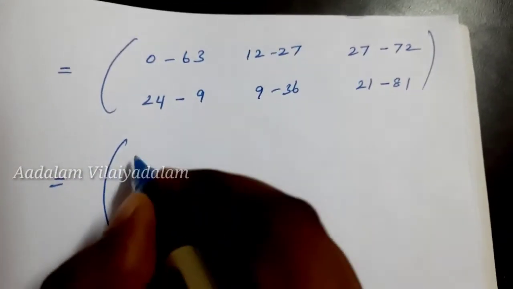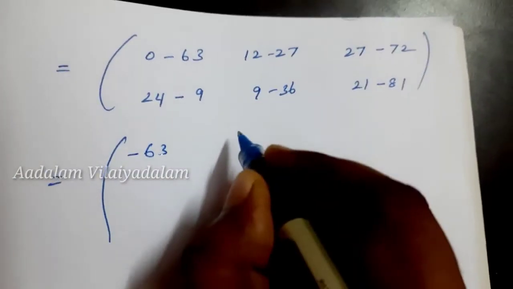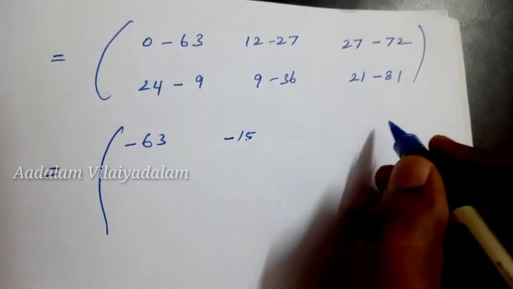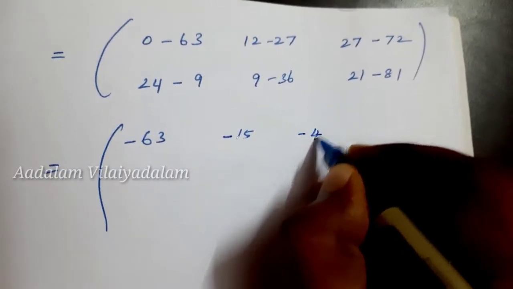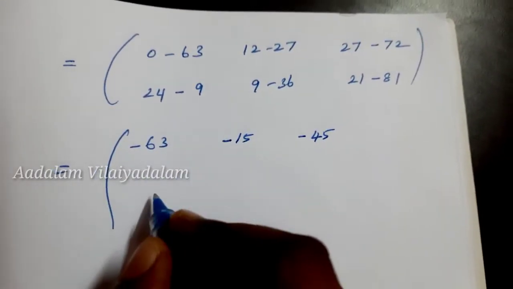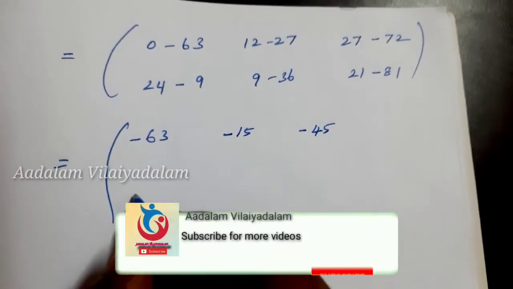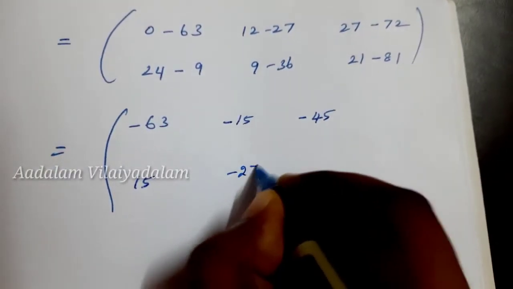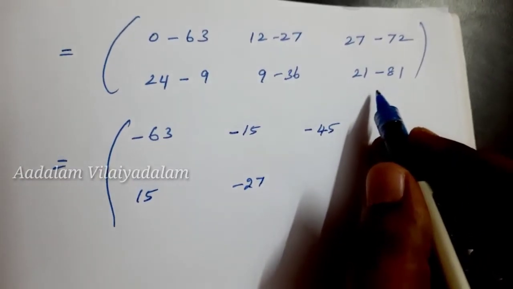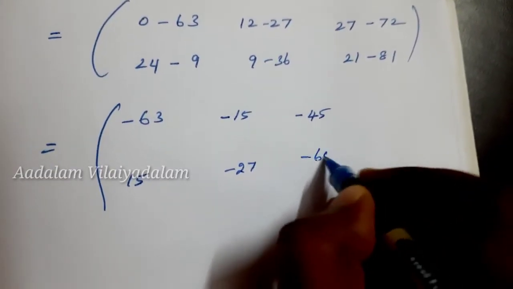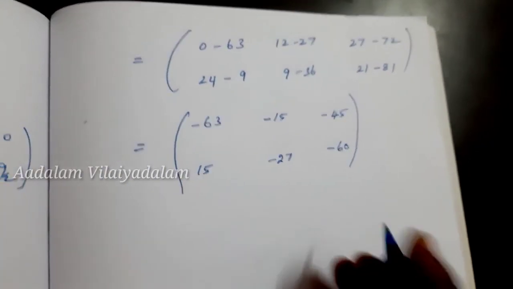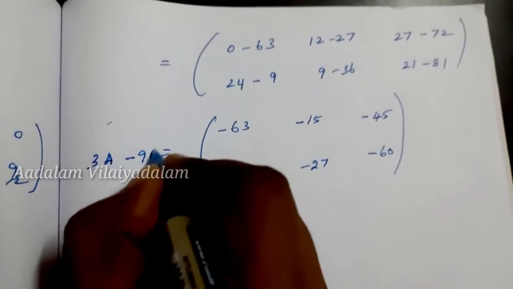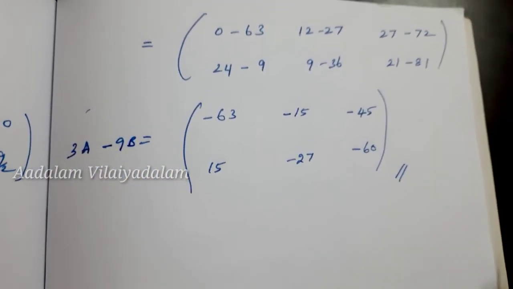Then 0 minus 63 we get minus 63, 12 minus 27 we get minus 15 and 27 minus 72 we get minus 45. Here 24 minus 9 we get 15. Okay, then 9 minus 36 we get minus 27 and 21 minus 81 we get minus 60, right? Now this is the answer for this 3a minus 9b. With this, the fourth sum gets over.